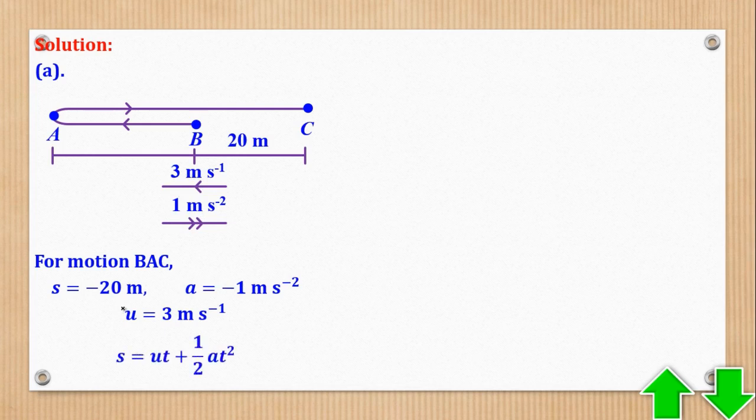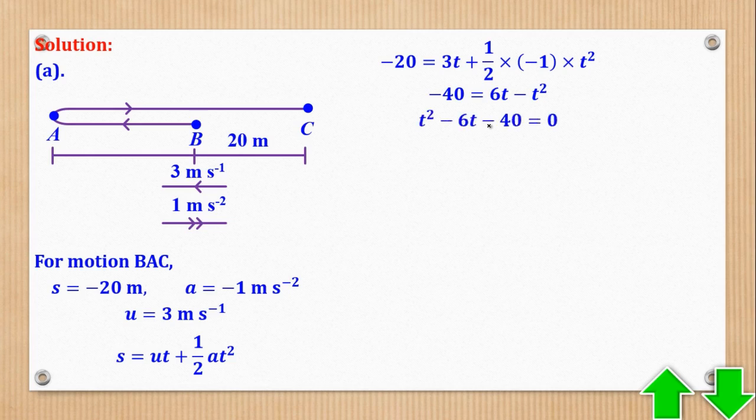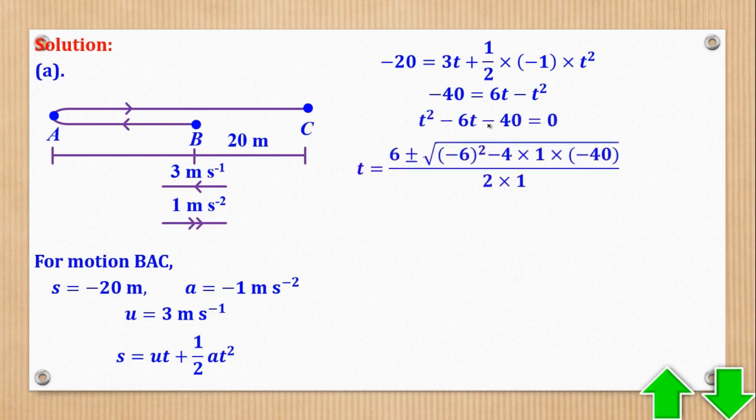because you have to quote the second equation of motion and substitute for S, for U, and for A. I think T is the only unknown, so we can solve that. That is a quadratic equation. Show the method of solving and then get the two values of T. But one is negative and the other is positive, so you eliminate the negative one and conclude with the positive one as the time.